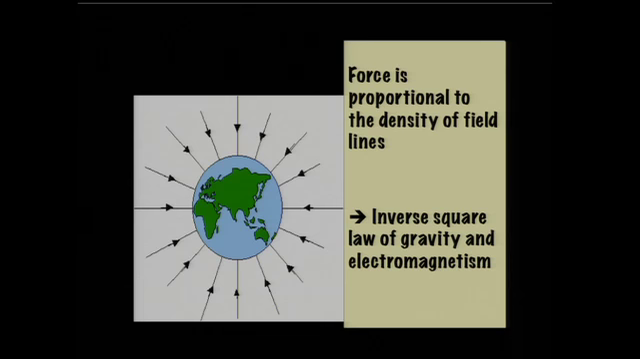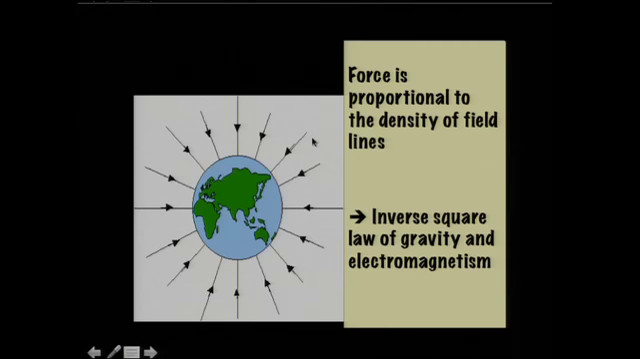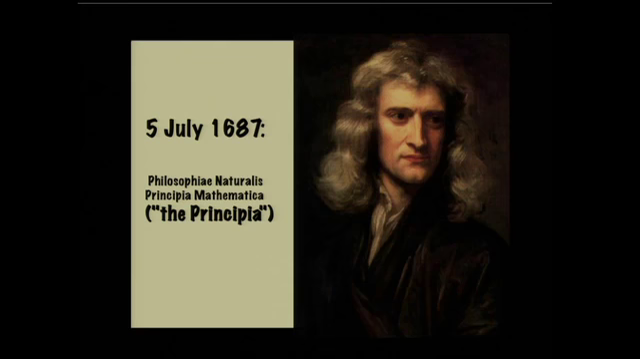In other words, if I go to some place and I ask how many field lines are there in the little region of space that I'm in, say over here, the more field lines there are, the more force there is. Okay? And this leads us to the inverse square law of gravity and electromagnetism. Why? Because as you draw a sphere larger and larger, the area of the sphere grows as the square of its size, and so the density of the field lines falls off as the square of the size of the sphere.